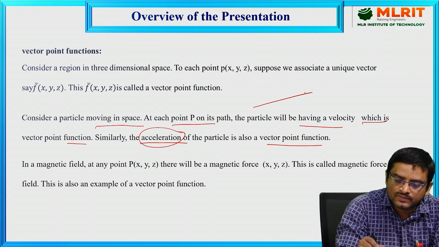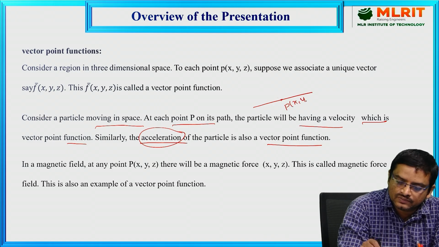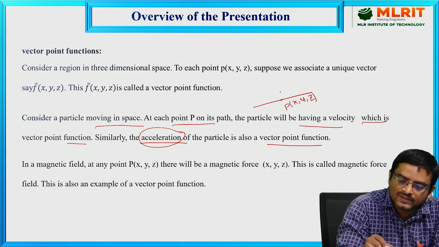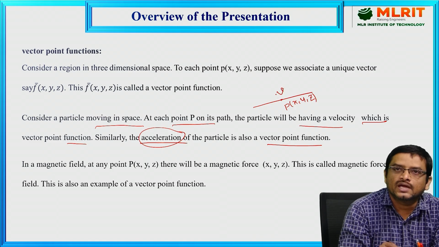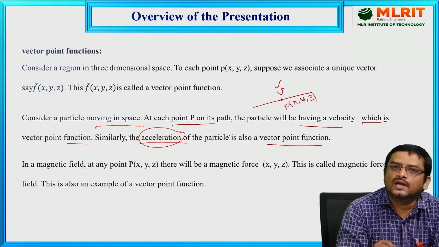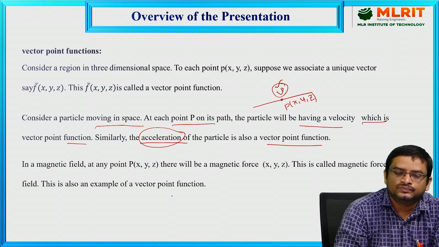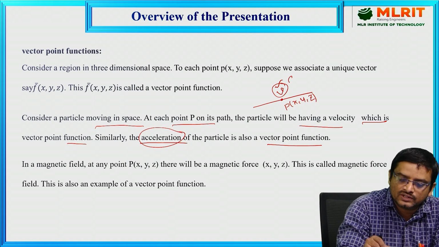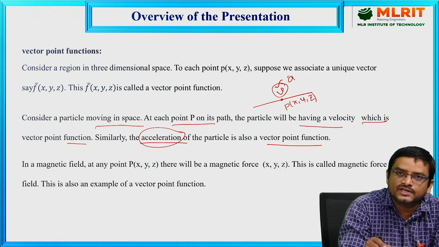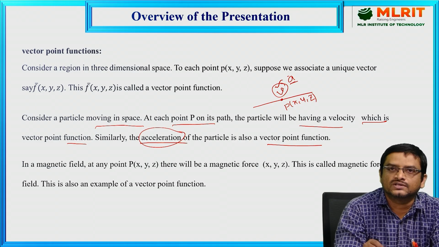So the particle is moving. Suppose the particle is at this point P of x comma y comma z, then at this point the particle will have some velocity. So at this particular point we have a vector. This vector we can call a vector point function. And similarly, at this point if you want to find the acceleration, the acceleration will exist. So this acceleration is a vector function. This we can call a vector point function at that particular point.